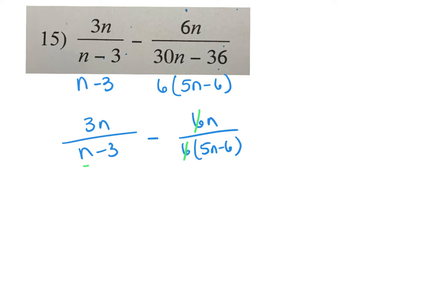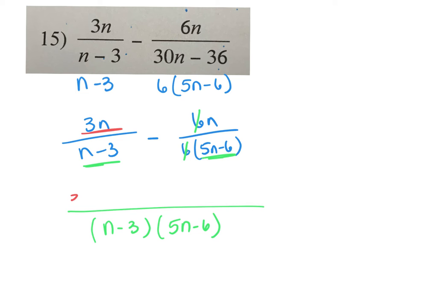So my common denominator here is going to be n minus 3, 5n minus 6. All right? And so my numerator is going to be the 3n times what it is missing. What is this missing from my common denominator? 5n minus 6. And I'm going to say minus n, which is what's left. And what is this one missing? The n minus 3.